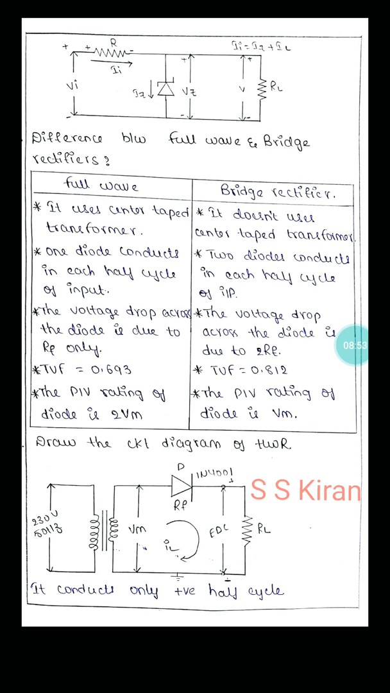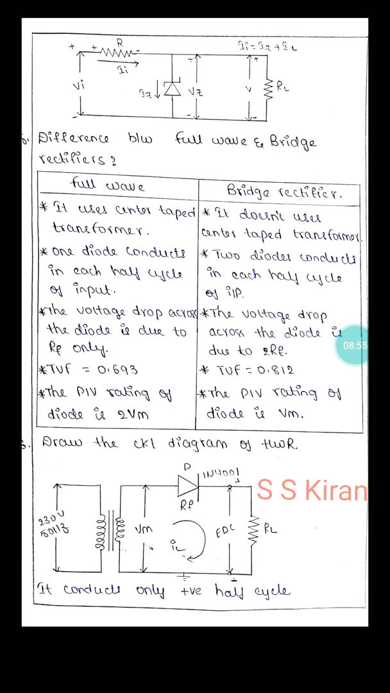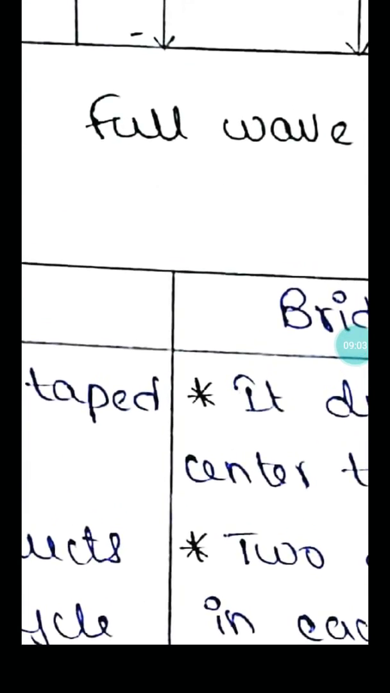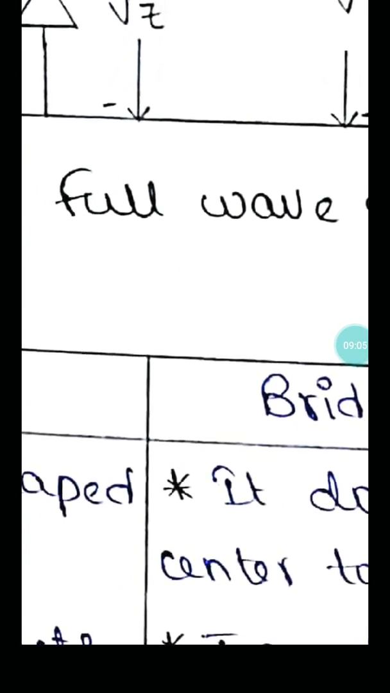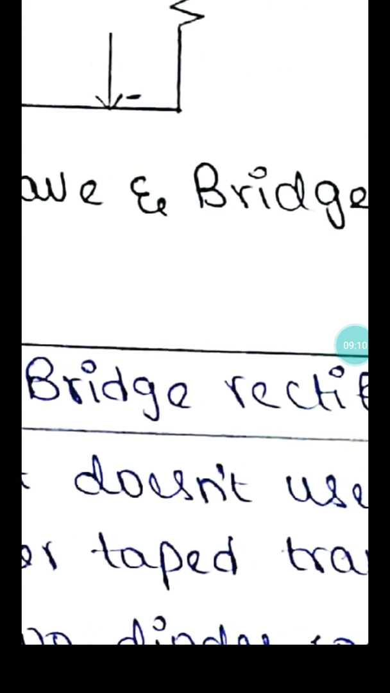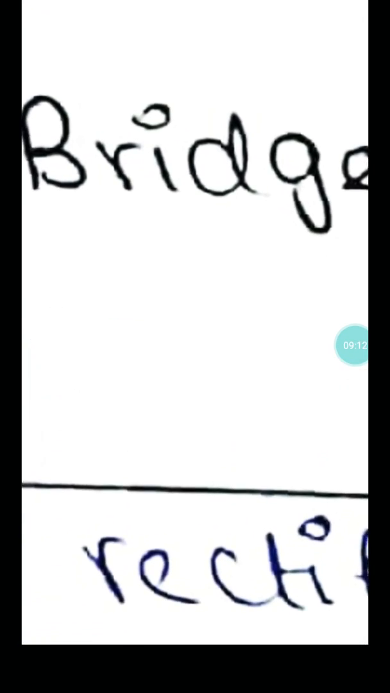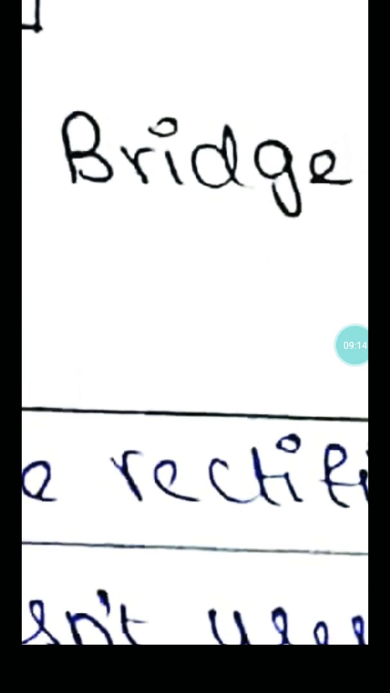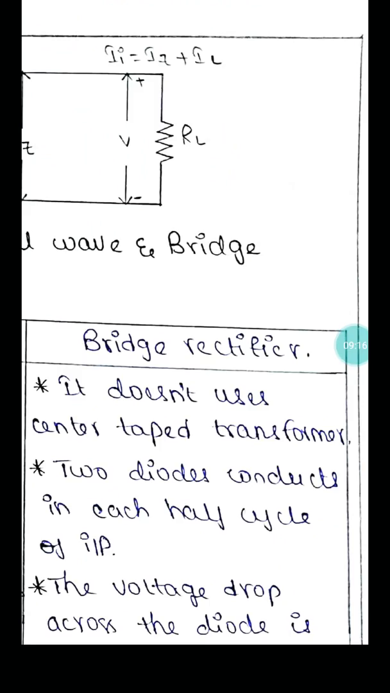Okay, now what is the difference between full wave rectifier and bridge rectifier? First, you have to write the first difference. In a full wave rectifier, we use 2 diodes with a center tap transformer. In a bridge rectifier, we use 4 diodes, with any transformer.